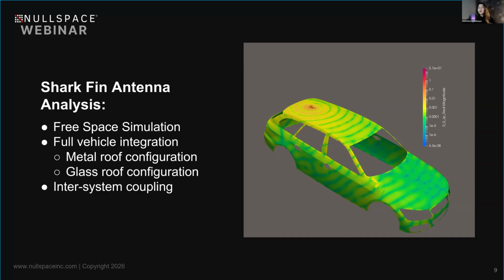One with a normal vehicle with a metal roof, and then one with a fancy modern car with a glass roof, right? You might think, what is the difference? It's still this huge car. But we will show that there is a difference with this configuration.